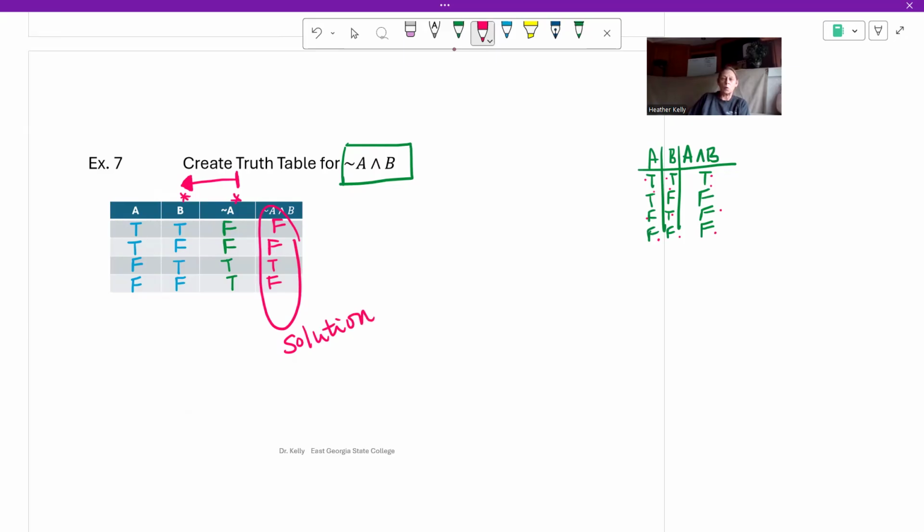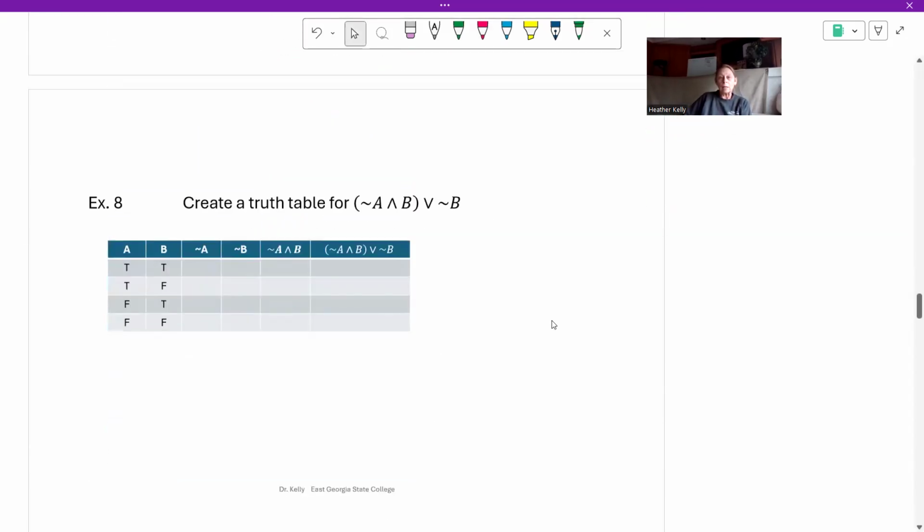Now, as we go further, we're going to be making decisions based on what our truth table tells us, but we're not getting there yet. We're going to learn how to work the truth tables in this unit. Okay, let's do another one.